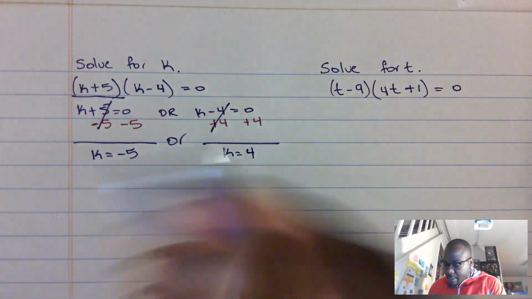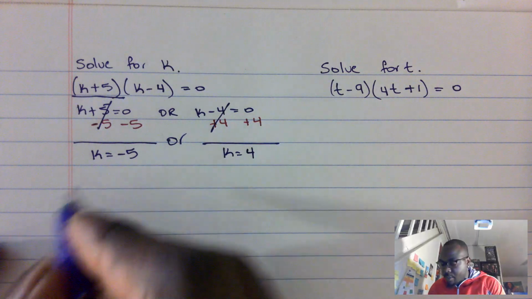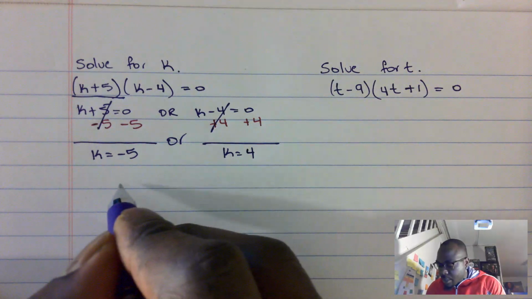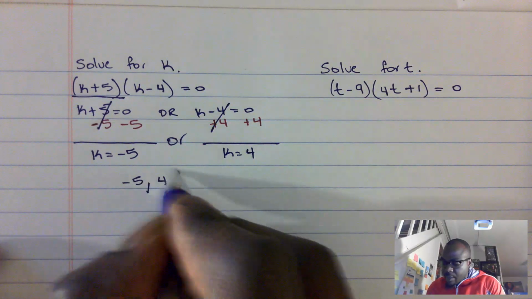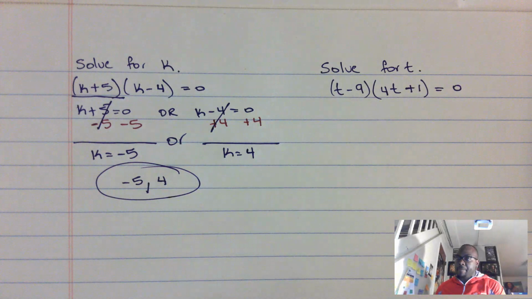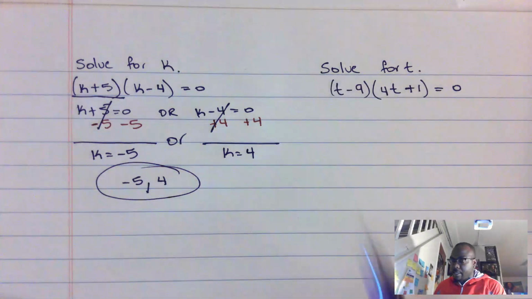So in IXL, it's going to tell you to enter your answers with a comma. So you're just going to enter negative 5, comma 4. All right, and that's your answer here. Now let's look at the second example.